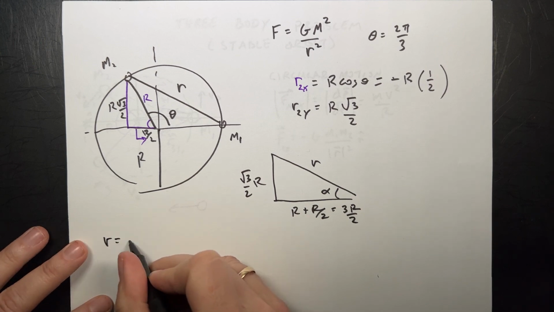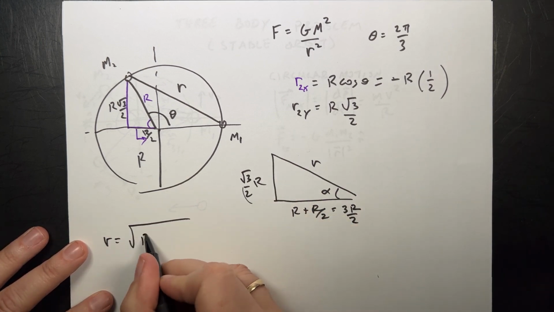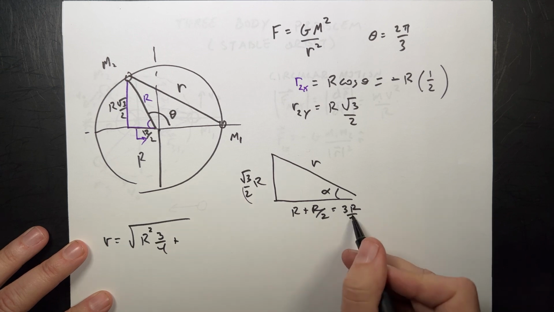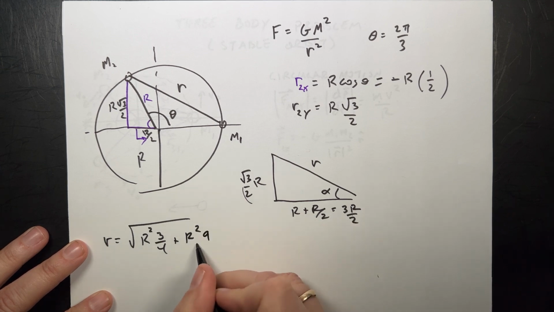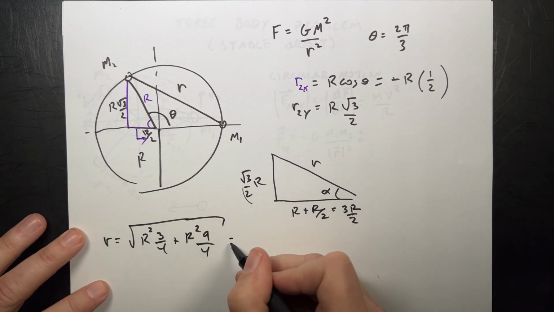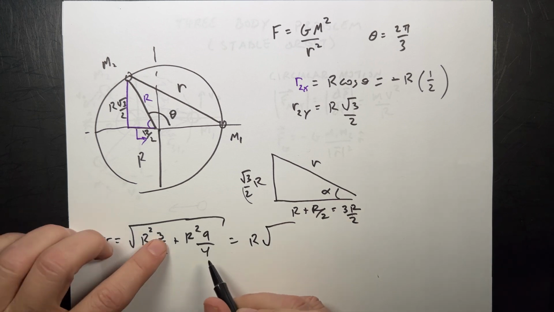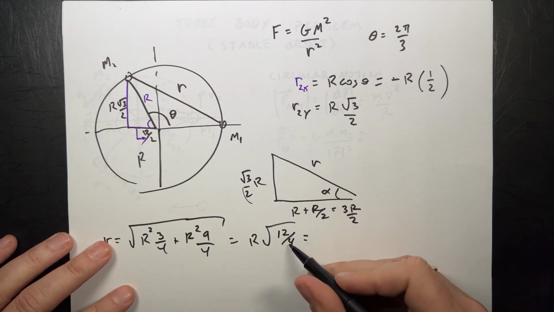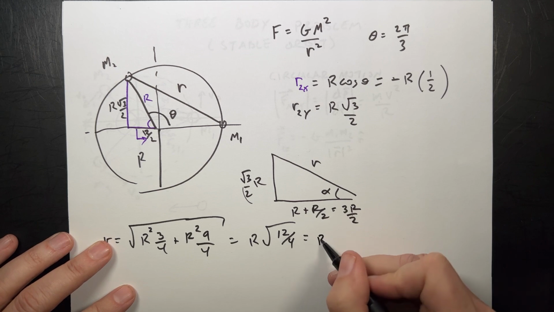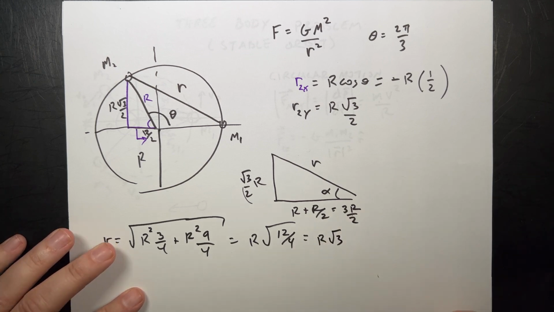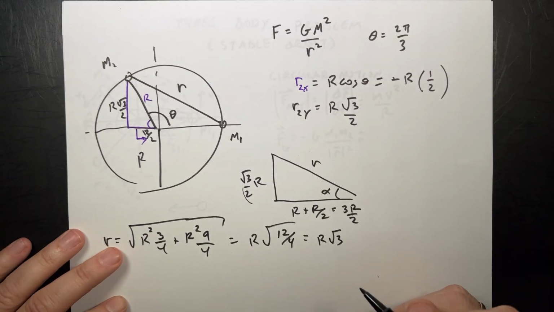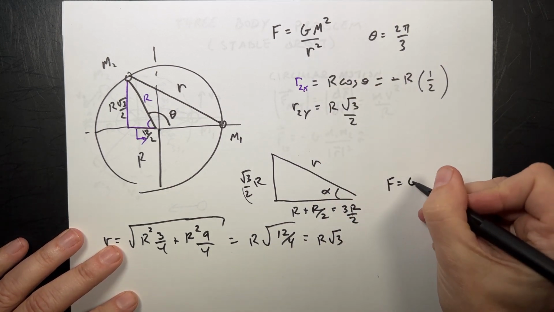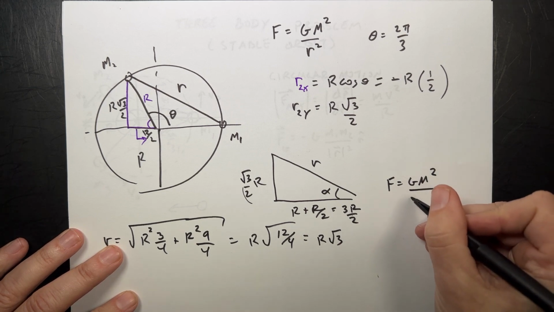So r is going to be equal to the square root of this side squared, so r squared times 3 over 4, plus this squared, which is r squared times 9 over 4. Now I can factor out the r, so I get r times the square root of, with a common denominator, 12 over 4. So 12 over 4 is 3, so r times the square root of 3. Okay, so that's what that length is right there. Yay! So now I can calculate the gravitational force. F, the magnitude, is going to be G m squared over this squared, which is 3r squared.